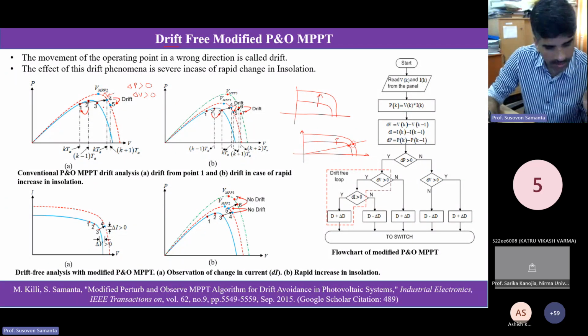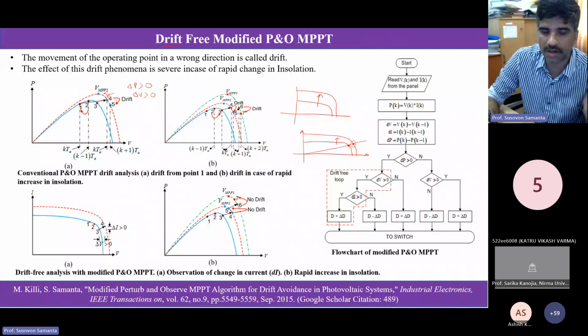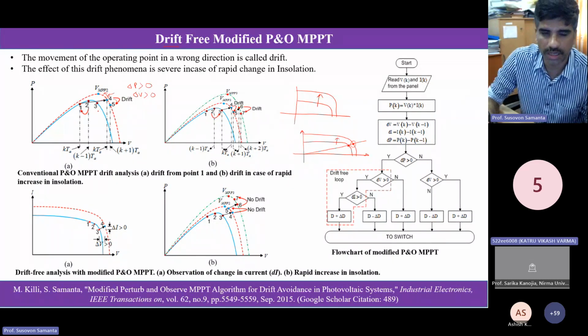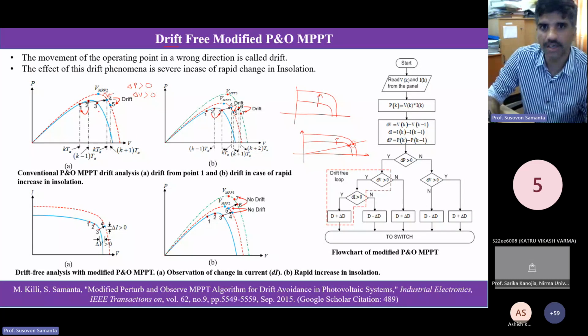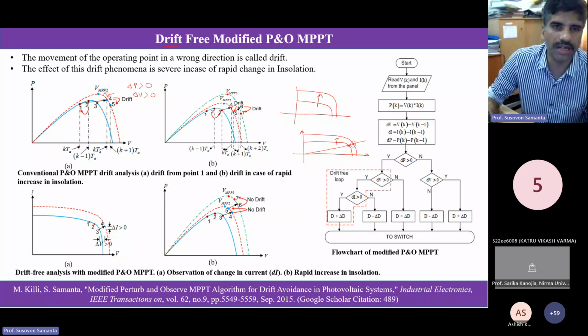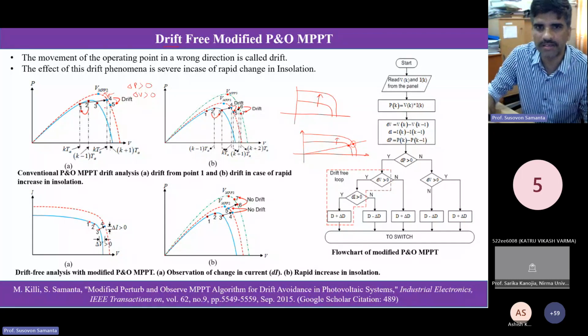So obviously, after that the algorithm will automatically reconsider itself and move back to the MPP. But at the first instant, the normal P&O MPPT algorithm takes a wrong decision. Now you can consider that there are cloudy days and the cloud is constantly moving.